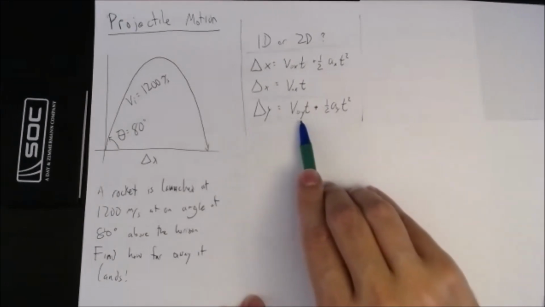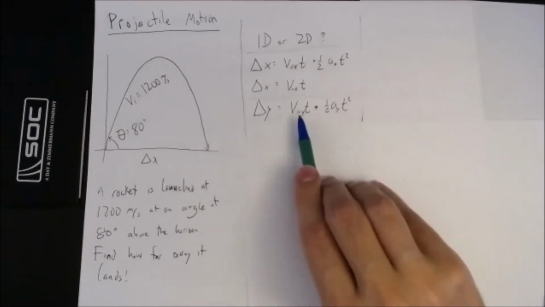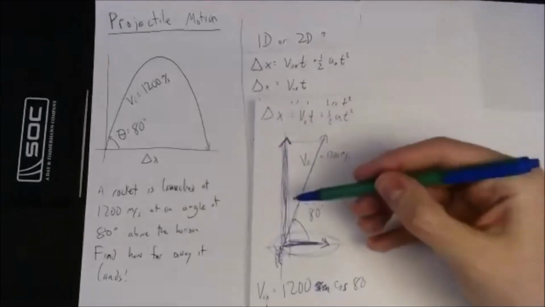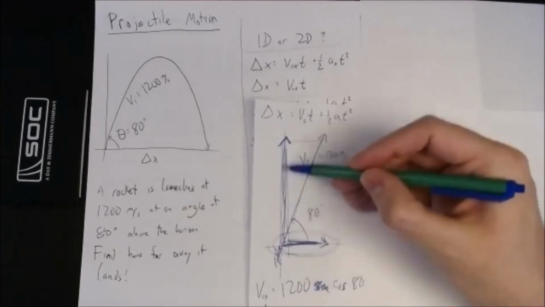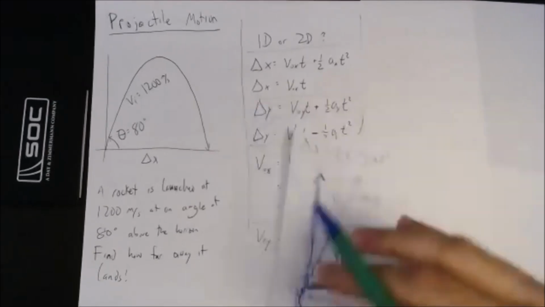Delta y is equal to v naught y. That's going to be the initial velocity in the y direction, which is this. If you've got this as your initial velocity, then this is your initial y velocity.